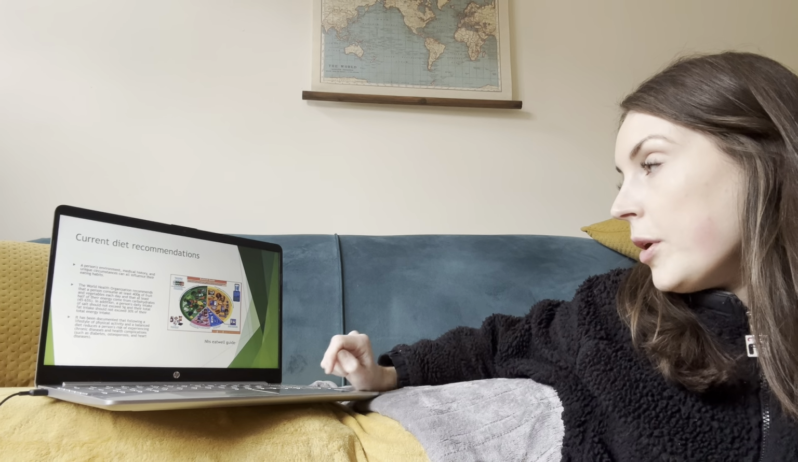Current diet recommendations. Not all people are the same, and a person's environment, medical history and unique circumstances can all influence their eating habits. The World Health Organization recommends that a person consume at least 400 grams of fruit and vegetables each day, and at least half their energy come from carbohydrates. In addition, a person's daily intake of salt should not exceed 5 grams, and their total fat intake should not exceed 30% of their total energy intake.